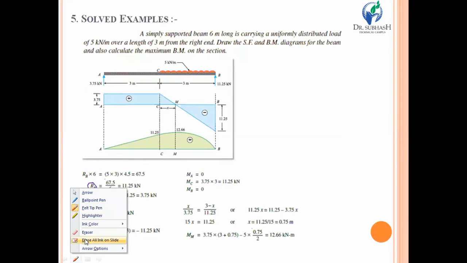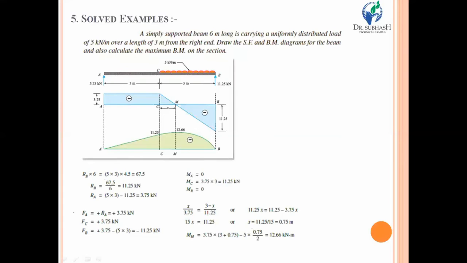Now, once you have calculated the A and B reactions, it's time to calculate the shear force acting on different sections: section A, section C, and section B. Starting with section A, it's very easy to calculate. Over section A, there is only one force, that is RA, equal to 3.75 kilonewton, which is acting in the upward direction. So it will be taken as a positive 3.75 kilonewton.